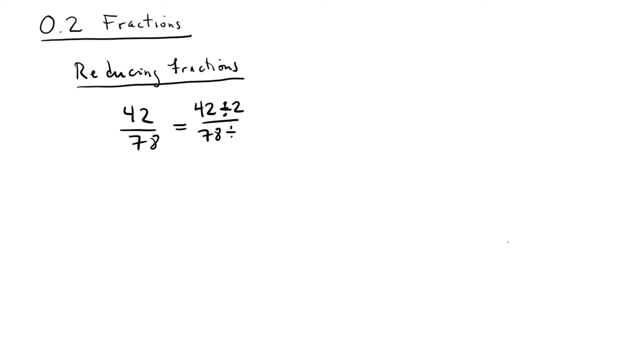Now I could think, well, those are still even numbers, but they're not. They're both odd actually. So maybe I can try to see if there's another number that fits into both of them. It's not 2, but maybe 3. So how do I know if 3 fits into 21 and 39? There's a trick to see if a number is a multiple of 3.